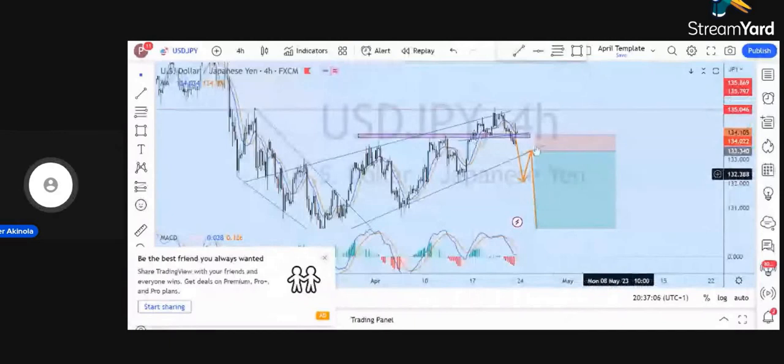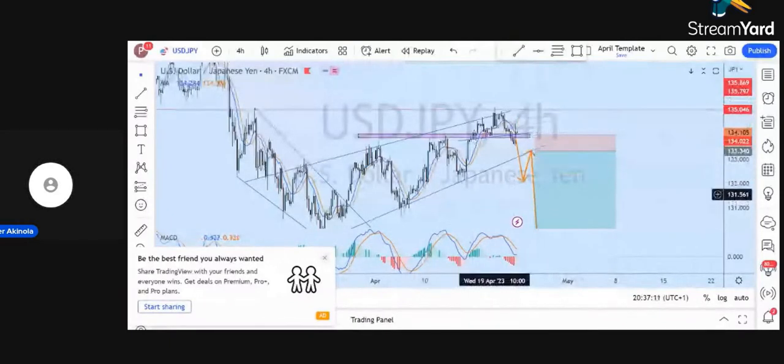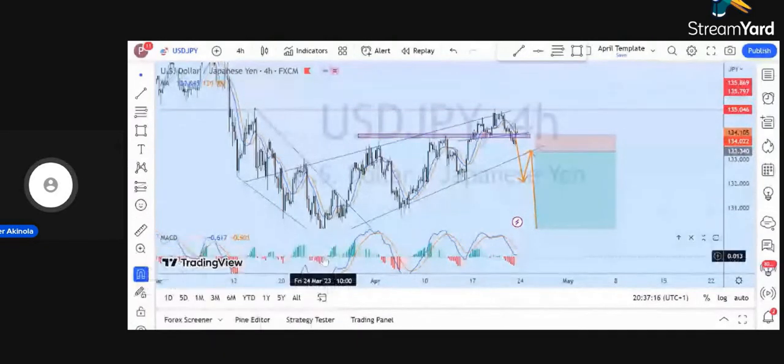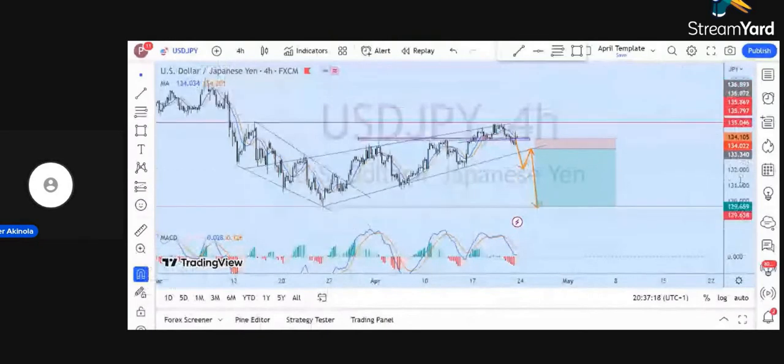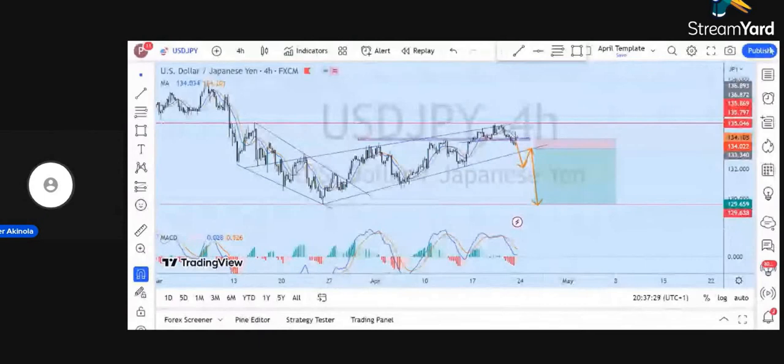Break of this, retest of it, or anywhere around it, and then we watch out for price action, candlestick pattern, and then we sell to 129.65 or shortly before it, so that we don't get trapped. So that's that for USD JPY.